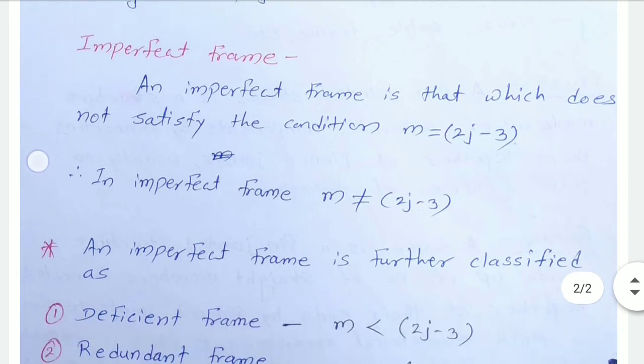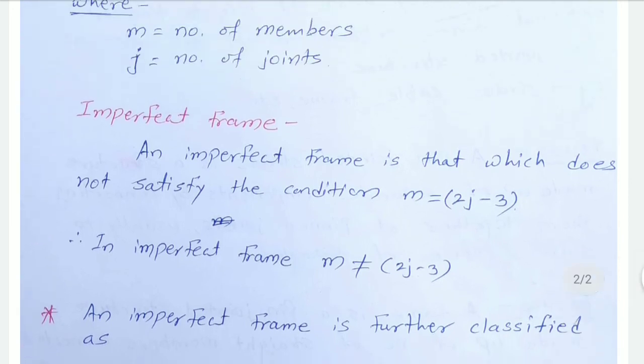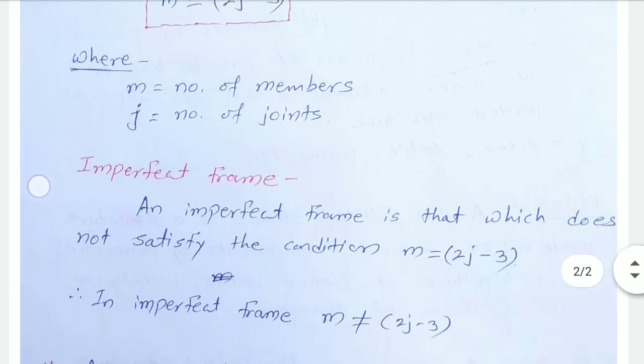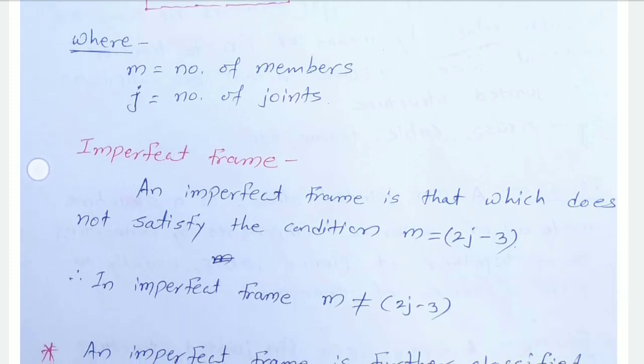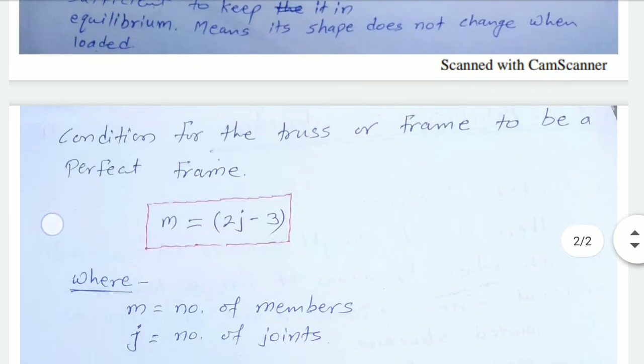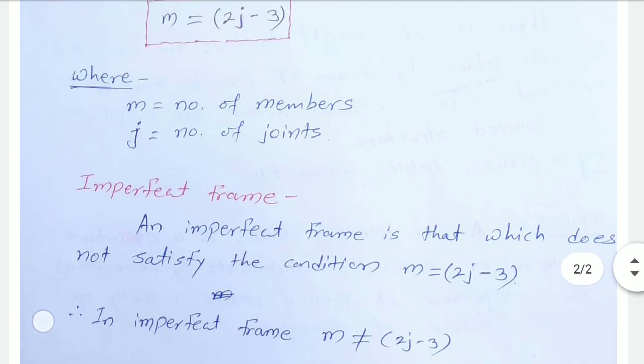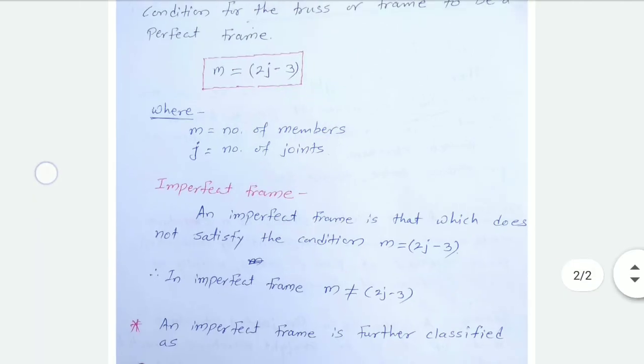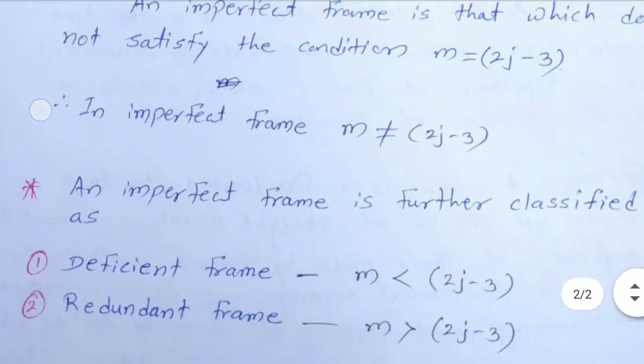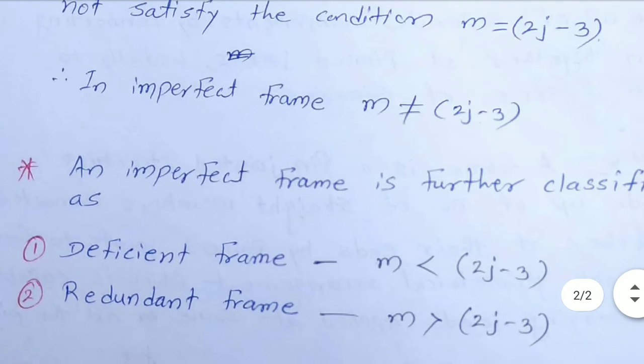Now we will see the imperfect frame. If m is equal to 2j minus 3, it is perfect. If this condition is not satisfied, that is, m is not equal to 2j minus 3, it is imperfect. So m may be greater than 2j minus 3, or it may be less than 2j minus 3, and depending on that there is again a classification of the imperfect frame: deficient frame and redundant frame.